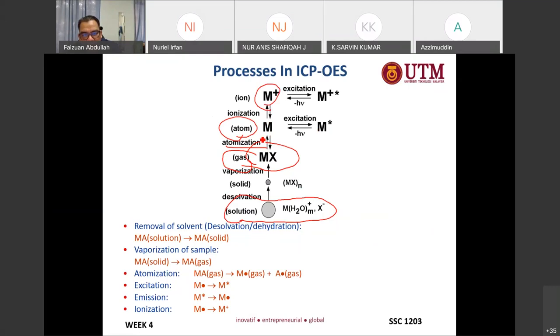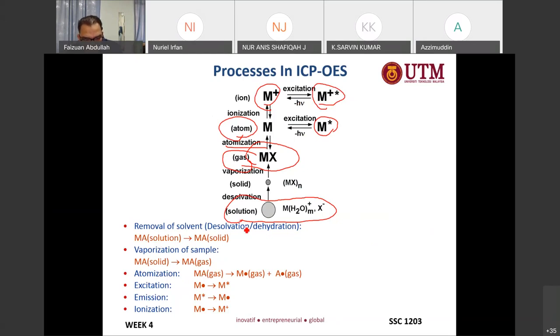In the ionization part, it is also excited. The electron is excited from ground state to excited state and releases or emits an amount of energy, and then in ion form it will also excite from ground state to excited state and release an amount of energy.